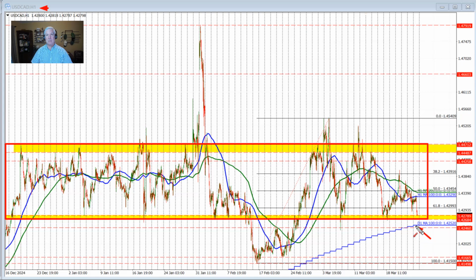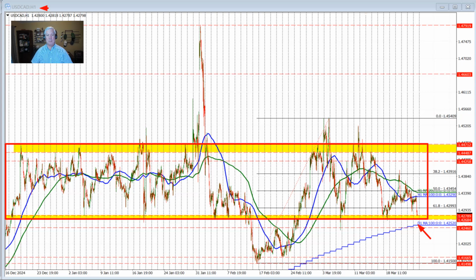But we have this 100-day moving average. That comes in at 142.52, not far away from the 68 level. So there are some key levels on the downside that would need to be broken to increase the bearish bias for the dollar versus Canada.